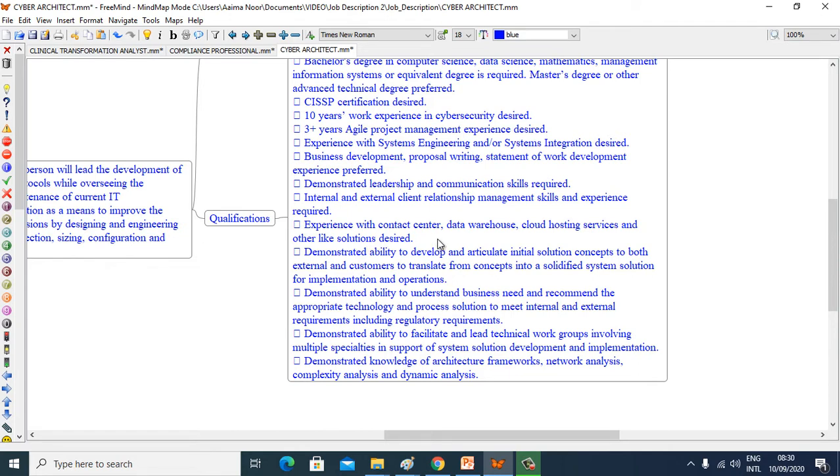Experience with contact center, data warehouse, cloud hosting services and other like solutions desired. Demonstrated ability to develop and articulate initial solution concepts to both internal and external customers, to translate concepts into a solidified system solution for implementation and operations. Demonstrated ability to understand business needs and recommend appropriate technology and process solutions to meet internal and external requirements, including regulatory requirements. Demonstrated ability to facilitate and lead technical work groups involving multiple specialties in support of system solution development and implementation. Demonstrated knowledge of architecture frameworks, network analysis, complexity analysis, and dynamic analysis.